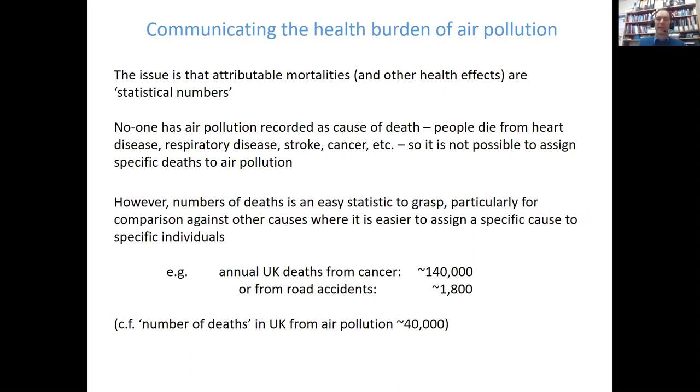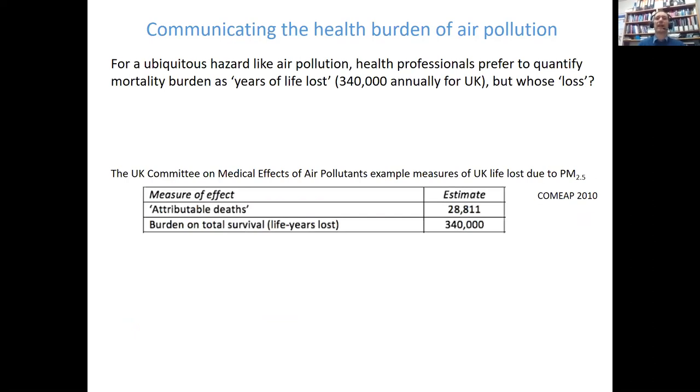So what is really happening in these health burden estimates is that health professionals are trying to actually look at years of life lost. For a ubiquitous hazard like air pollution, particularly given the fact that we can't pinpoint that somebody actually died of air pollution, health professionals prefer to quantify the mortality burden as years of life lost. For the UK, that statistic is 340,000 years of life lost, because ultimately it does make a difference whether somebody is dying at the age of 20 or even as a child, because that's a huge number of years of life lost compared to somebody who might already be right at the end of their life. Of course, any death is a sad event, but if they're only losing a week of their life, then that's not such an issue compared to young people dying. So there's an attempt to quantify the air pollution effects, instead of direct mortalities, as years of life lost.